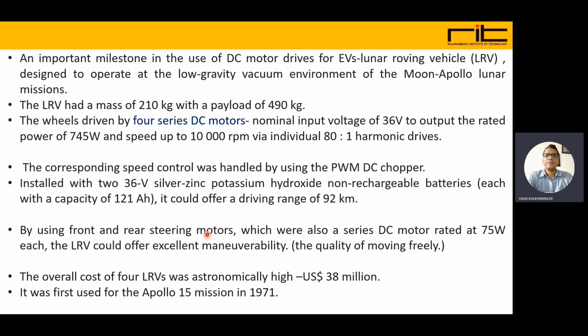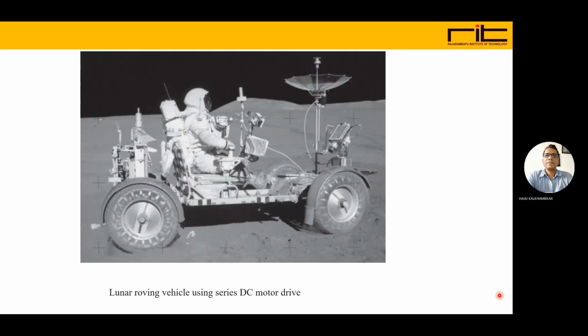By using front and rear steering motors, which were also series DC motors rated at 75 watts, LRV could offer excellent maneuverability, the quality of moving freely. Overall cost was high, that is 38 million US dollars. It was first used in the Apollo 15 mission in 1971. This is the lunar roving vehicle using series DC motor.